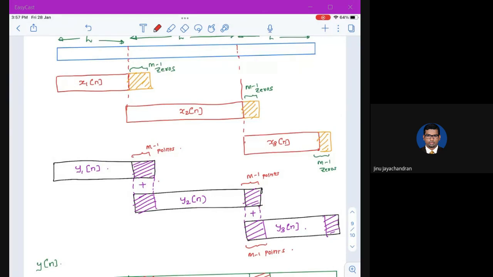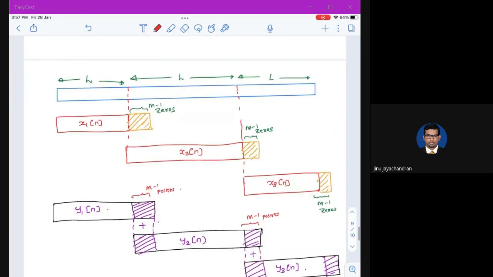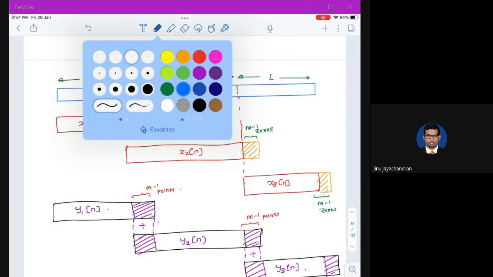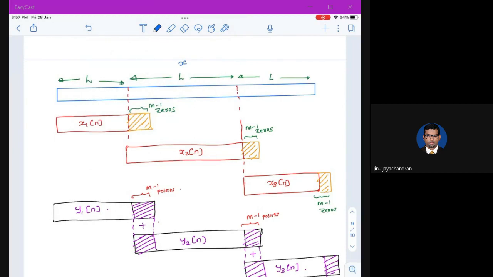Okay, I hope you have understood this in this diagram. So you have a large data block which is x of n, which has a very large data length. You divide that into multiple small subsequences or subblocks, and then each subblock you pad with m minus 1 number of zeros, where m is the length of h of n. So each subblock will be padded with a small m minus 1 number of zeros.